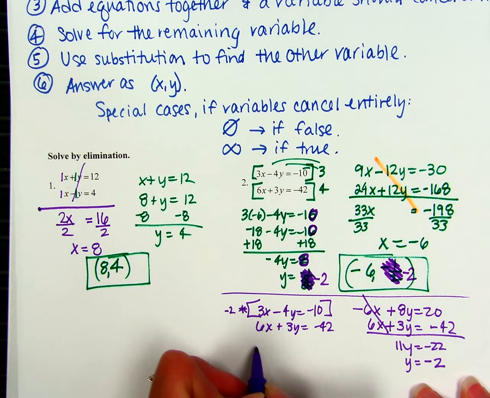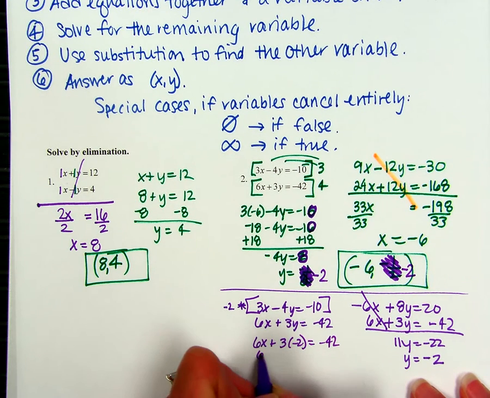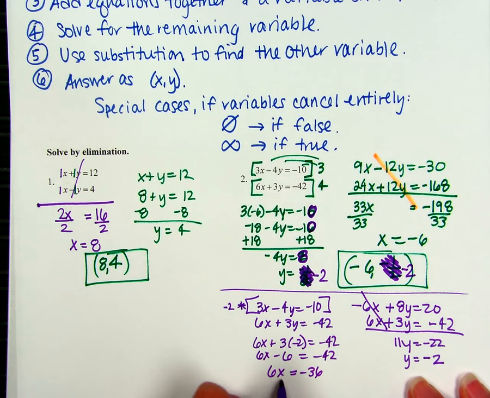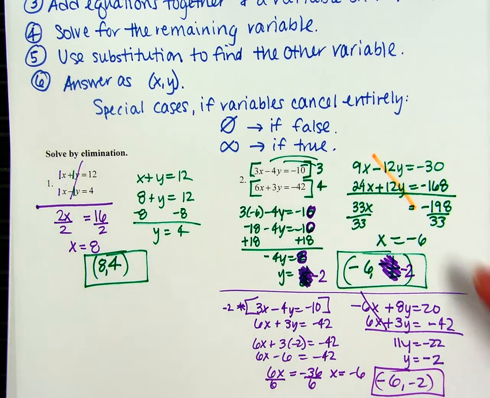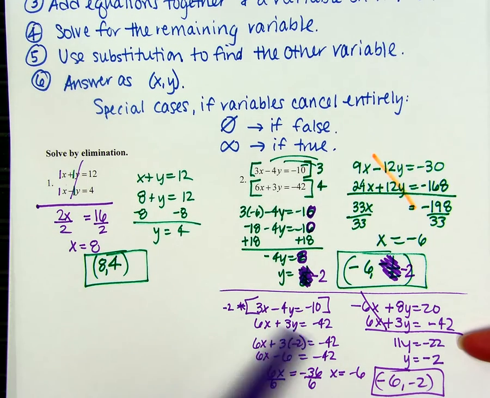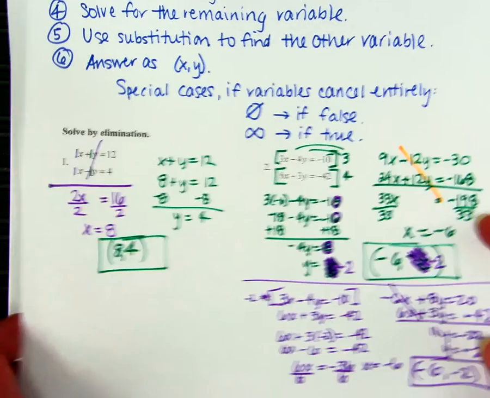So now I'm going to go back and substitute into, let's say, the bottom equation. 6x plus 3 times negative 2 equals negative 42. So I have 6x minus 6 equals negative 42, and 6x equals negative 36, and x equals negative 6. So again, my final answer is obviously the same as what I should have gotten originally. So I get negative 6 comma negative 2. This is probably the harder way because you had to multiply 2 equations, but here you only had to multiply 1 equation. All right, so let's flip to the next page.